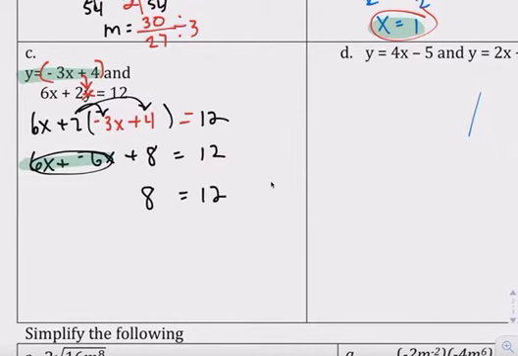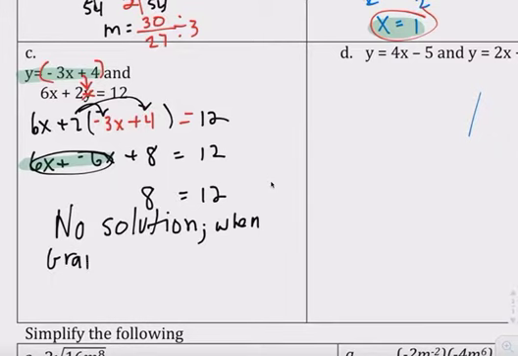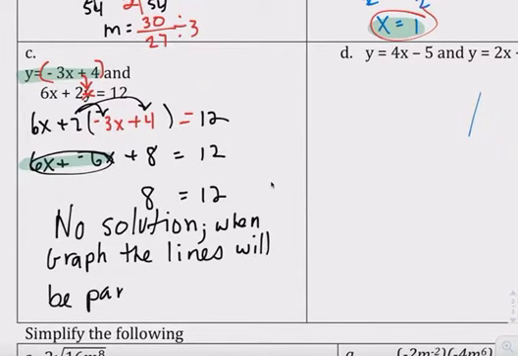That is no solution. What does that mean without graphing it? It means the two lines will be parallel, right? When graphed, the lines will be parallel. Okay, and that's it. That's what we know, that if we graph it, the lines are going to be parallel.